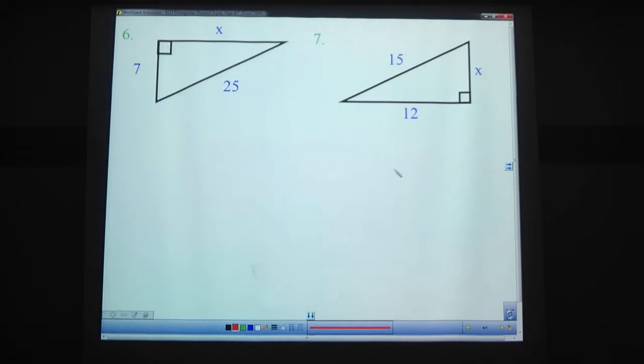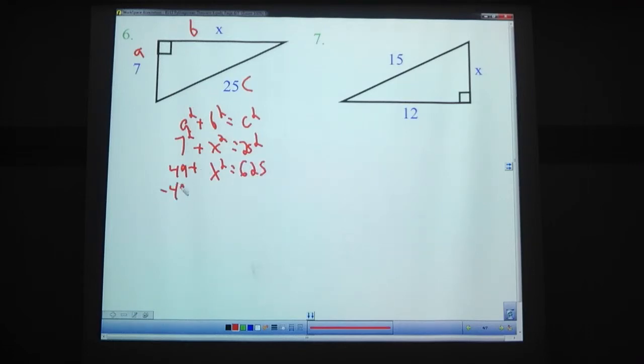Okay, back. So, in this one, I would label this, I don't know, A, B, C, that works. So A squared plus B squared equals C squared. A is 7, B is X. Notice that I do replace it with the letter that it is there. Oh, not C squared, C is 25. It's been a long day. So 7 squared, 49, plus X squared equals 25 squared, 625. Subtract 49 from each side.